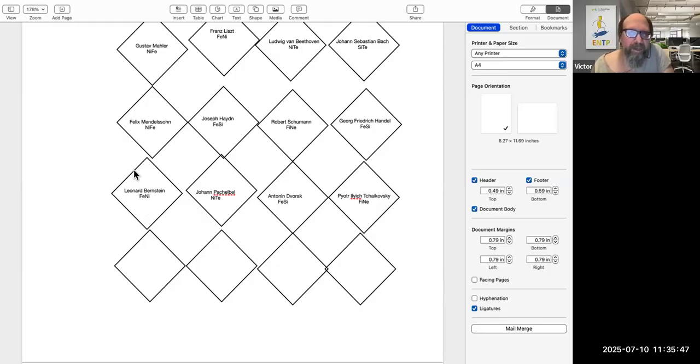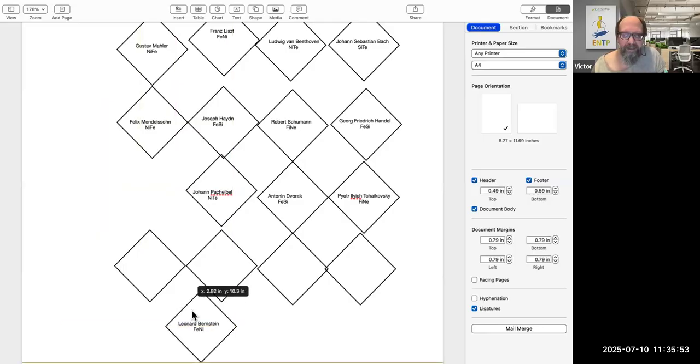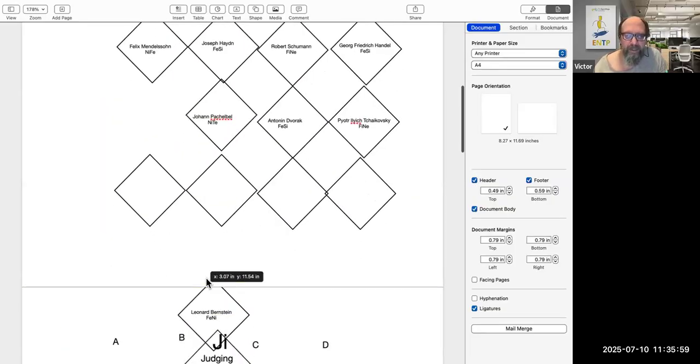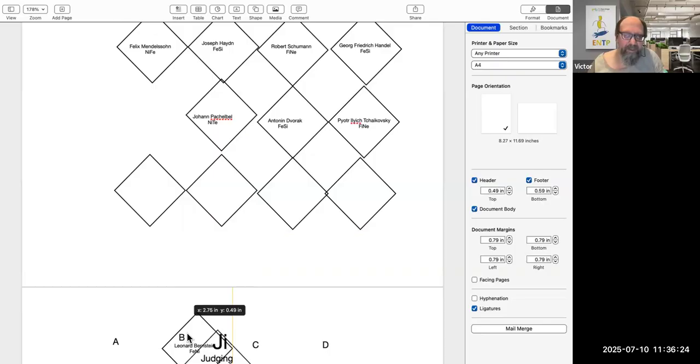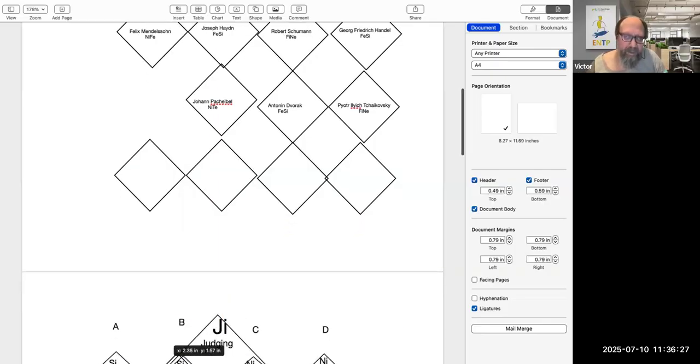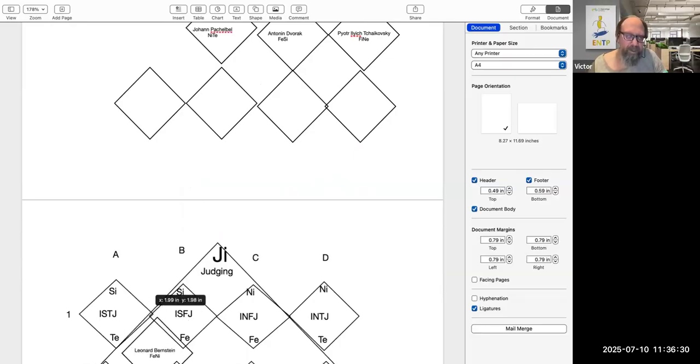Now let's see if I got this right. What you want to do is take this function attitude and look on your board, and you'll see that at the top of each diamond is the dominant function attitude, and at the bottom of the diamond is the auxiliary function attitude. Okay, so let's take a look.